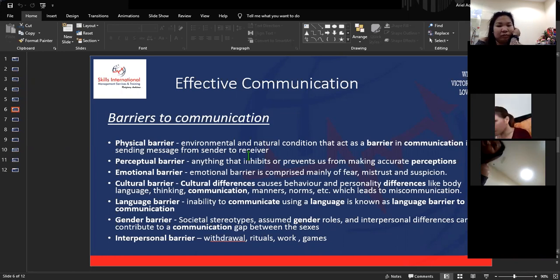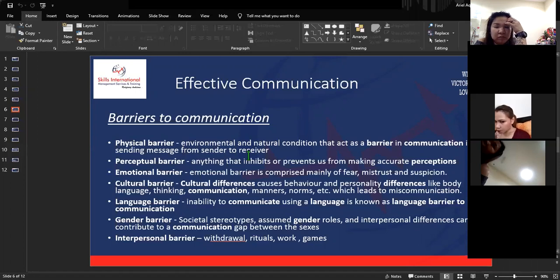Then, gender barrier. Societal stereotypes assume gender roles and interpersonal differences can contribute to a communication gap between sexes. So, meron pa rin ganito sa society. Like, we will have the last say and those things. That is gender barrier.